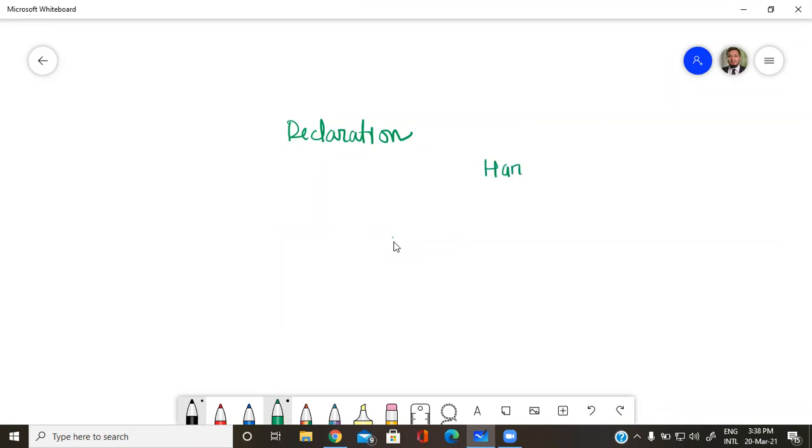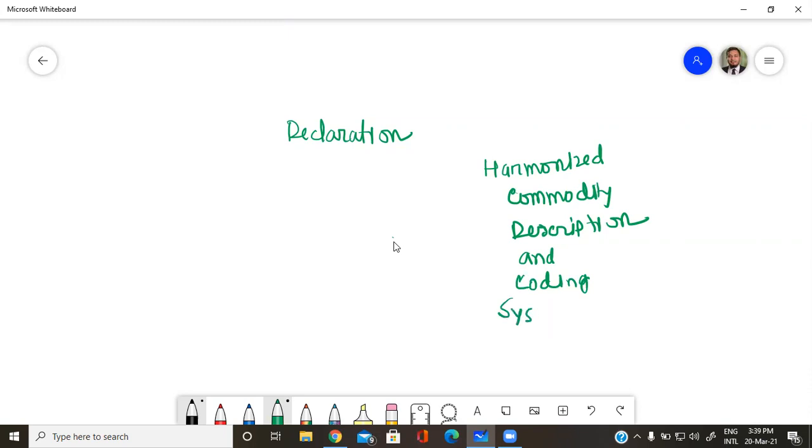Let me write it down for you. Harmonized, what I have said, can you recall? Harmonized System commodity description and coding system. So when we are saying HS code, we are just taking H here, we are taking S from here. But it's actually, what does it mean? Harmonized commodity description and coding system. Have we got the purpose of it?